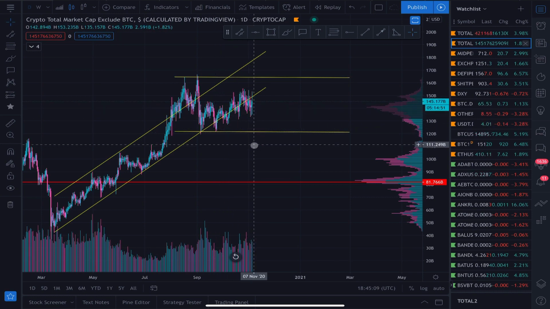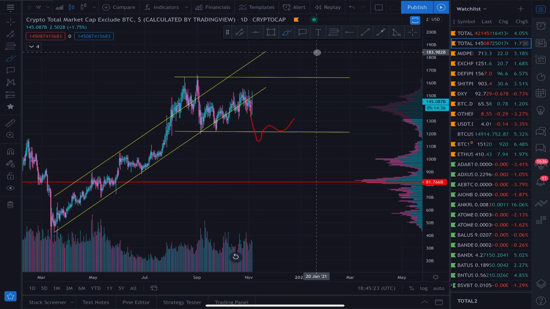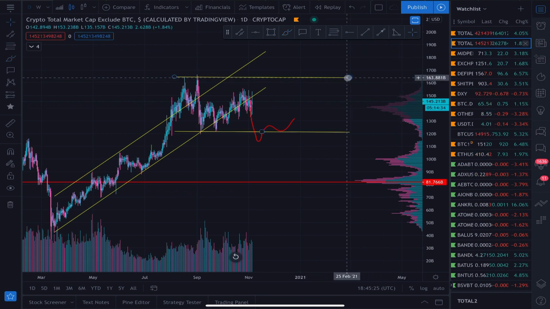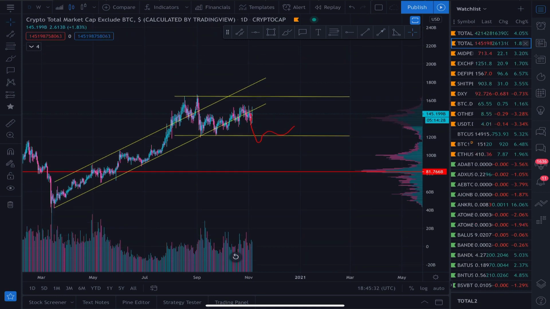But if we get a move down and break the bottom of this channel here, that will be a sign of weakness, depending on how the volume comes in. Yeah, it's just a wait and see right now. But the name of the game right now is Bitcoin. Bitcoin is stealing the show. So if you're not inside of Bitcoin, you've got to be inside of Bitcoin. It is the currency of this ecosystem. So if you're not exposed to Bitcoin at all, you need to reassess what it is that you're doing.